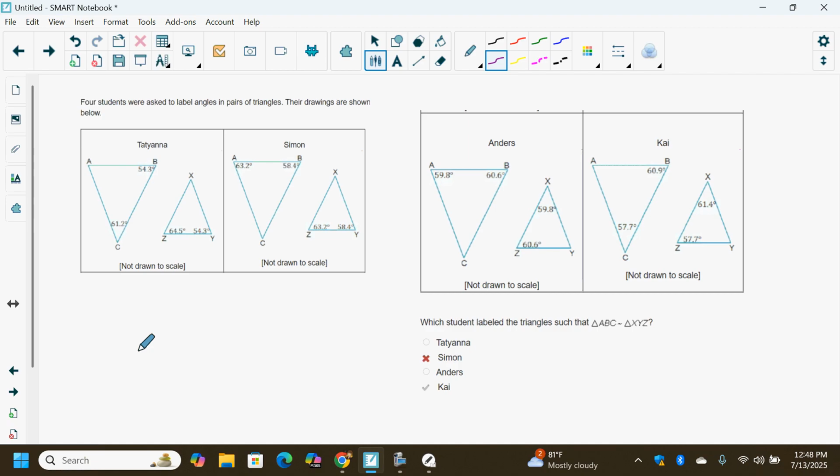All right. 4 students were asked to label angles in a pair of triangles. Their drawings are shown, not drawn to scale. Which student labeled the triangles such that triangle ABC is similar to triangle XYZ? So the angles have to be the same. So it was Kai that was correct because he's the only one whose angles added to 180 degrees.